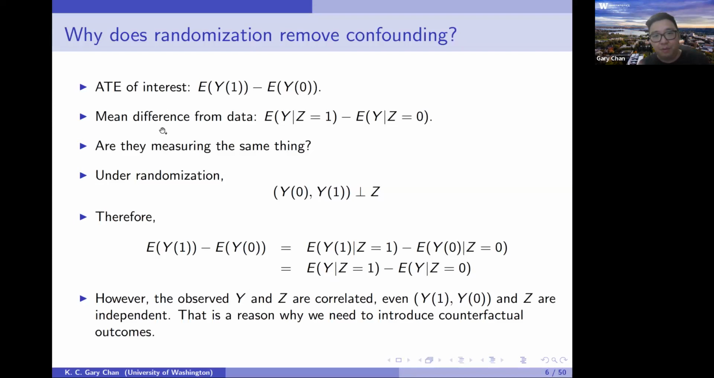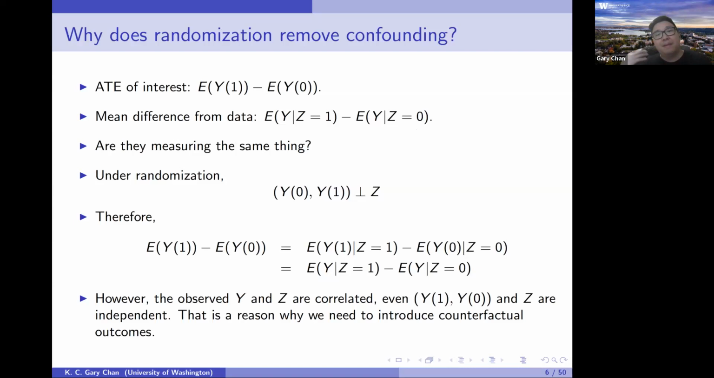on the same group of individuals. But if you just estimate from the data, you just use the exposed group and compare it with the unexposed group, then you are actually looking at the mean from two subgroups. First of all, the two subgroups are different people, so you may not be comparing the same group of people.